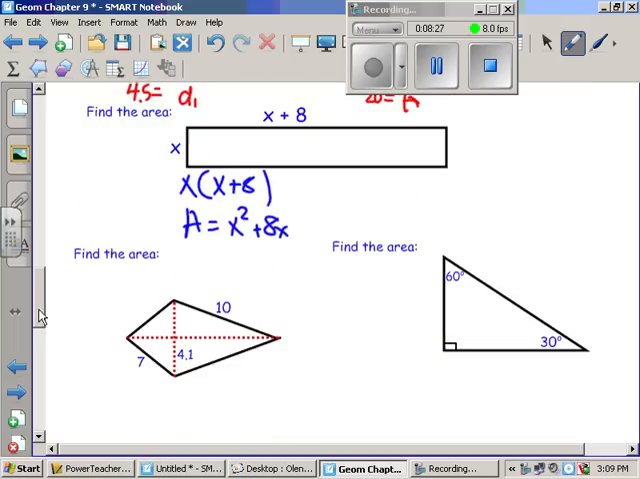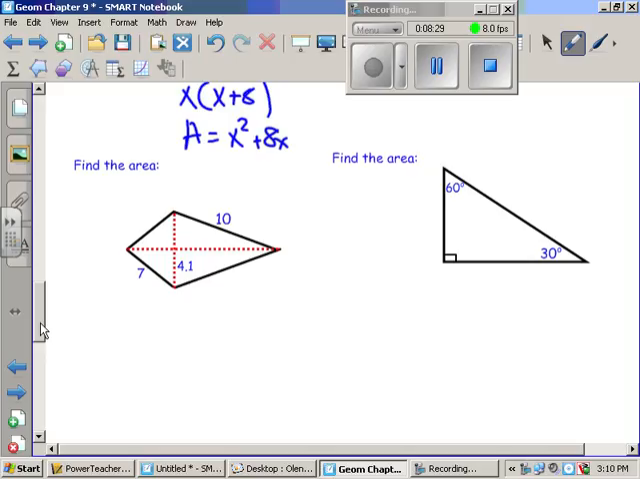All right, take a second and see if you can find the area of these shapes. And remember our tricks for 30, 60, 90 triangles.